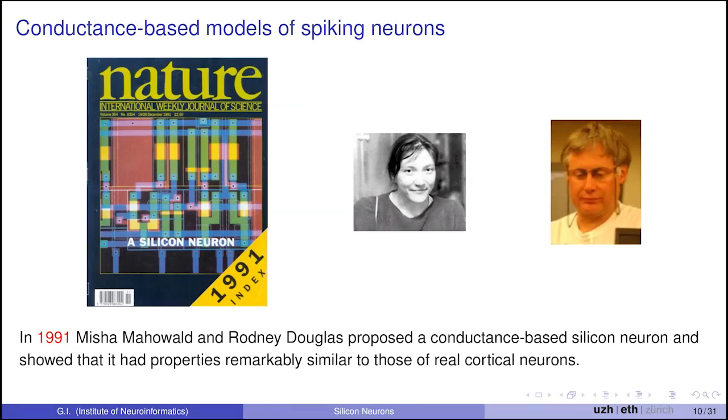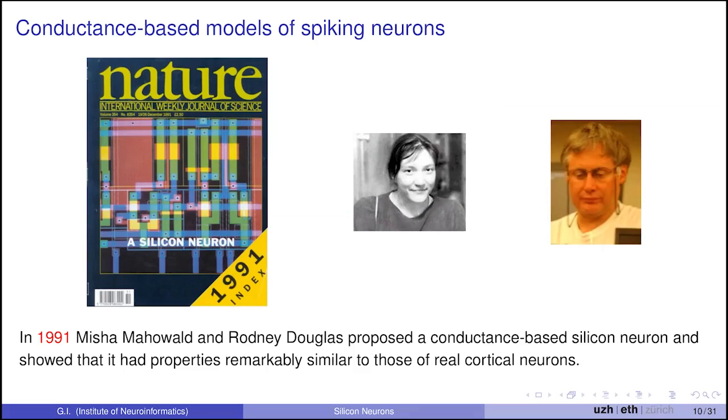The first student of Carver Mead was Misha Mahowald. Misha Mahowald was a biologist, and she was interested in replicating more detailed properties of action potential generation mechanisms and dynamics. And at Caltech, she was a student of Carver, and while Carver and other students were looking at the simple integrate-and-fire version, axon hillock, she was working together with Rodney Douglas, who was the founder of the Institute of Neuroinformatics. At the time, he was associated with Caltech, and he was a professor at Oxford.